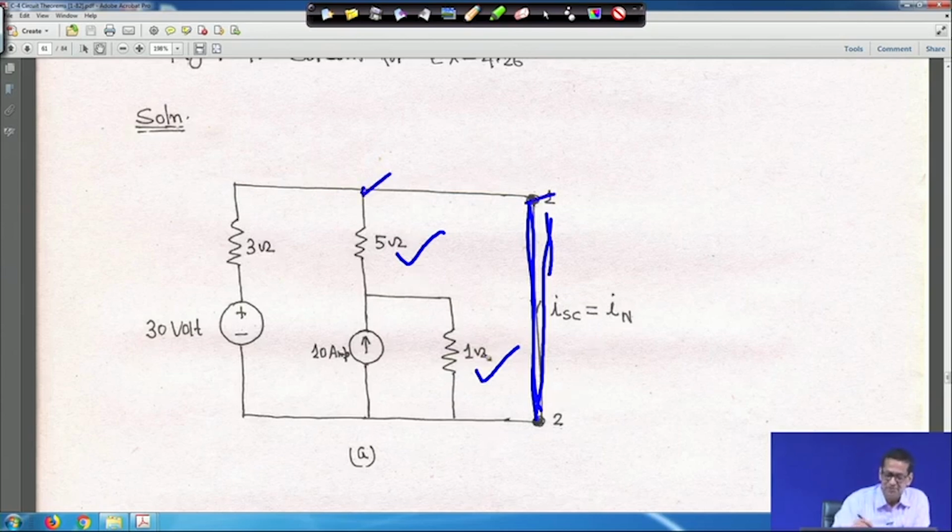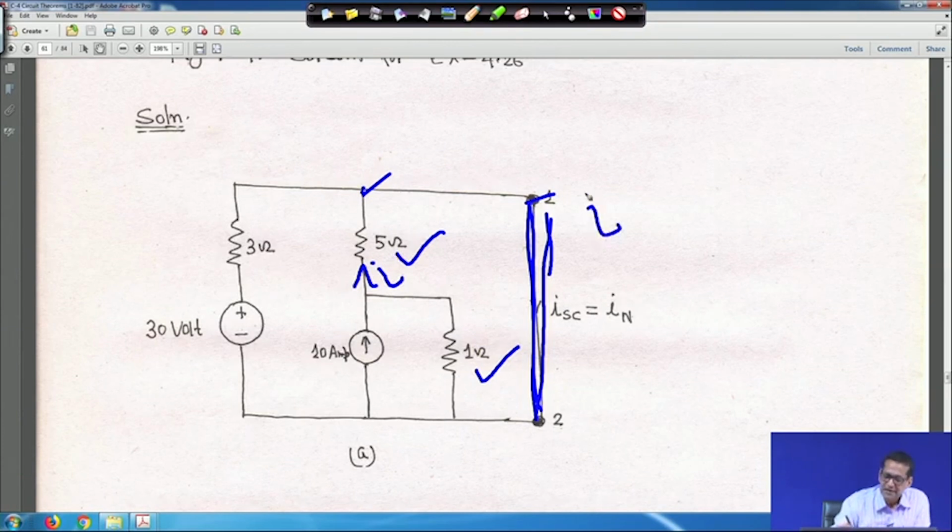So, you will find 5 ohm and 1 ohm are in parallel. That means, what is the current flowing through this 5 ohm resistance? Suppose this current is I, and this is the 10 ampere current source. I want to divide this current in 1 ohm and 5 ohm, then what is the current through the 5 ohm resistance.